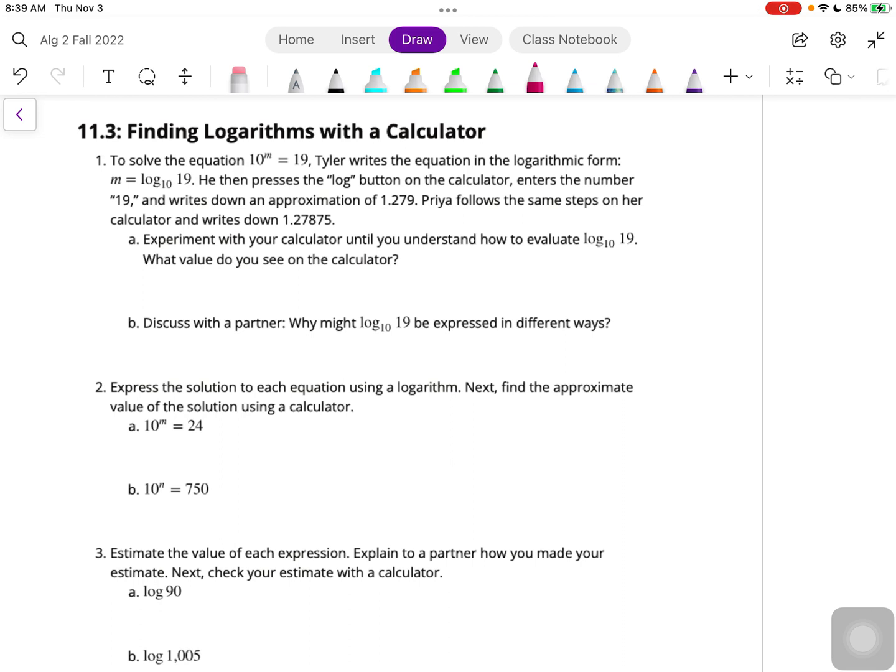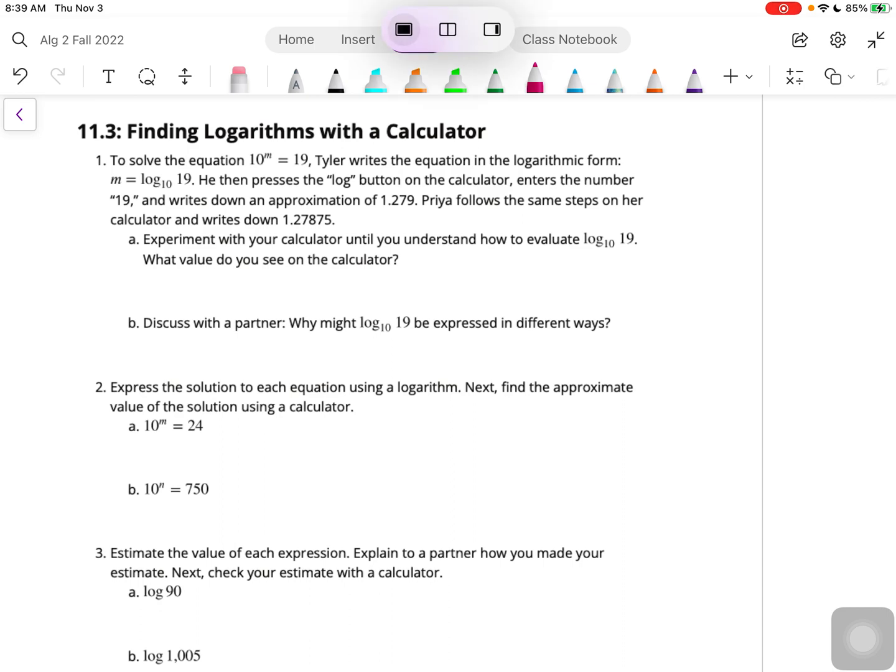To solve the equation 10 to the m equals 19, Tyler writes the equation in the logarithmic form, m equals log base 10 of 19, then presses the log button on the calculator, enters the number 19, and writes down an approximation of 1.279. Priya follows the same steps on her calculator and writes down 1.27875. Experiment with your calculator until you understand how to evaluate log base 10 of 19. What value do you see on the calculator?